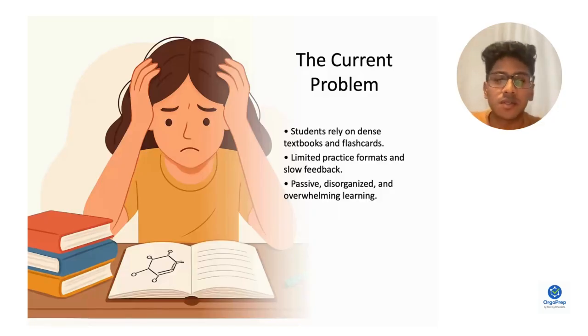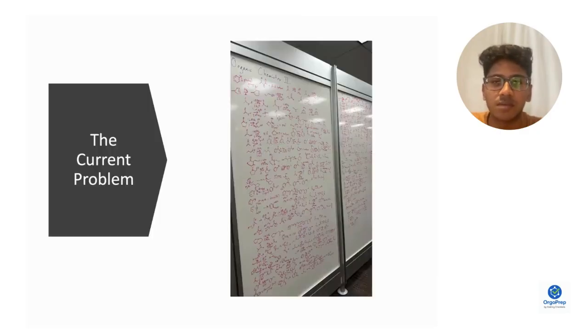Hey guys, my name is Darsan Iswaramurthy, and I would like to discuss more about the current problem that students are facing and also why we made the app as a solution for this problem. Right now, studying organic chemistry is often stressful and very inefficient. Students rely heavily on dense textbooks, scattered notes, and basic flashcards. Practice questions are usually limited, feedback is super delayed, and it's hard to know which areas you're struggling with. Learning feels very passive, unorganized, and sometimes overwhelming, especially under exam pressure.